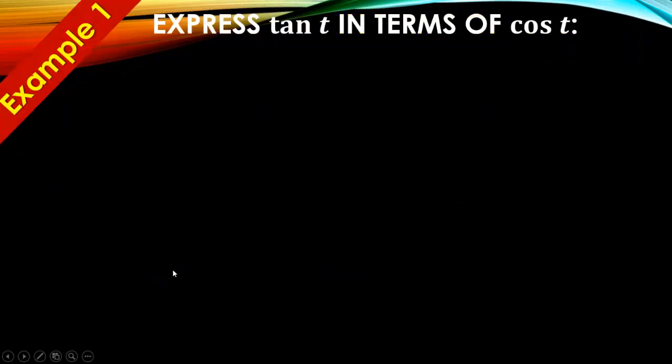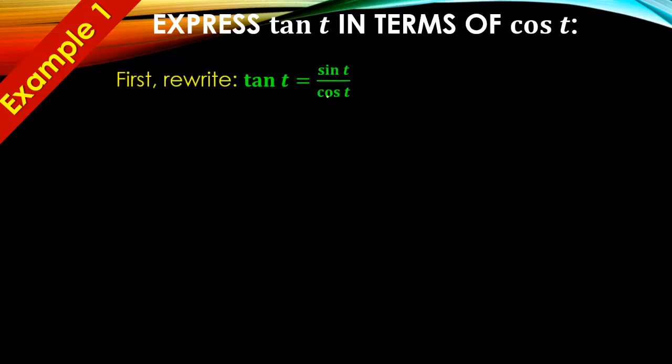So let's start off with how those are useful. This is kind of like a conceptual learning thing here. This isn't the type of question you're going to be asked about, but you're going to need to do this type of thing in order to answer questions. So let's take it step by step. We need to express the tangent of t in terms of the cosine of t. First, we want to rewrite the tangent of t as sine of t over cosine of t.